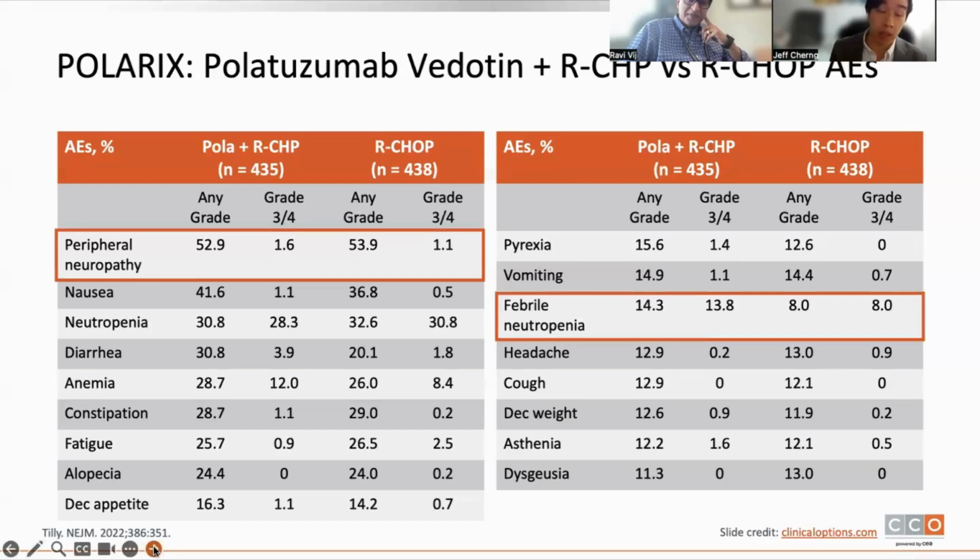Polatuzumab is obviously a lot more expensive than vincristine as well when we think about cost benefit analysis. But when you're looking at the individual patient in front of you, I'm not sure that should matter quite as much.